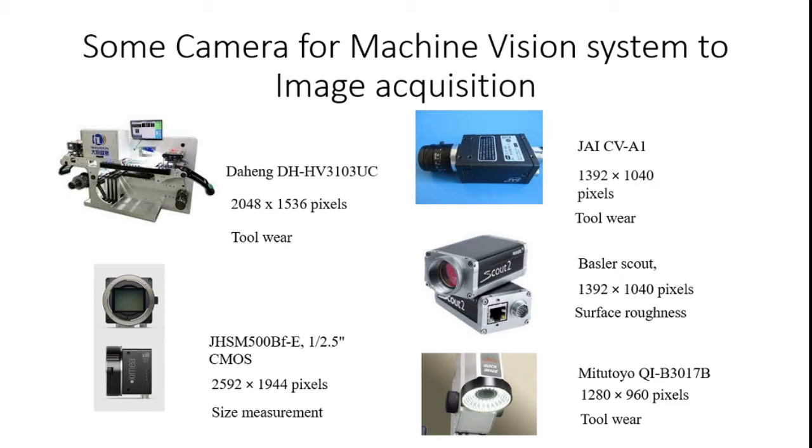It has 2048 by 1536 pixels. This camera is utilized for measuring tool wear, and also the JHS MS 500 BF E 1 divided by 2.5 inch CMOS camera is used for measuring size, with a pixel value of 2592 by 1944 pixels. So pixel accuracy is important for different measuring techniques. Not only tool wear and size measurement, from the camera we can measure surface roughness also. These are the five different cameras utilized by researchers for identifying flaws on the surfaces and the tools of the industries.